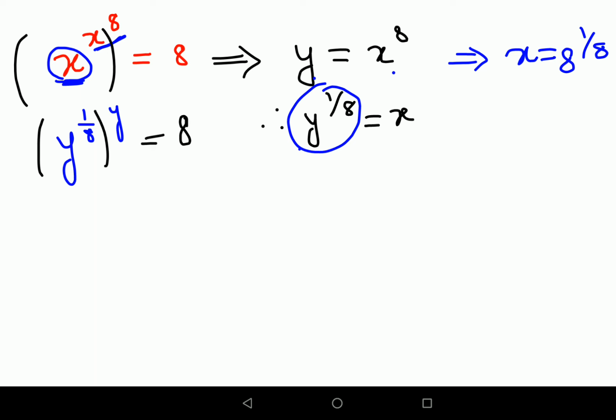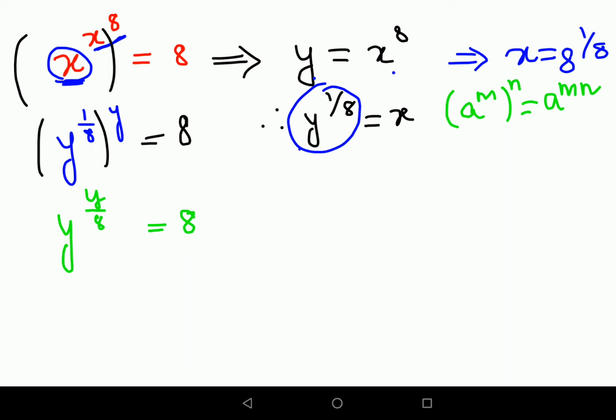Now understand, here we'll use the law of indices: a raised to m, the whole raised to n, is nothing but a raised to m into n. So here, y into 1 upon 8 can be written as y upon 8, and it is still equal to 8.